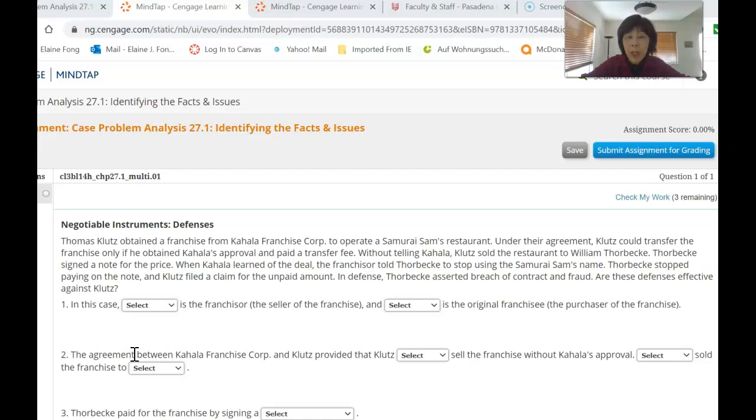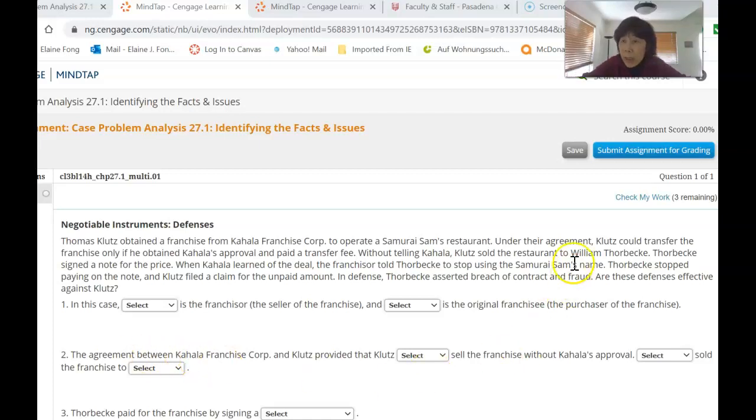Thomas Klutz obtained a franchise from Kahala Franchise Corporation to operate a Samurai Sam's restaurant. Under their agreement, Klutz could transfer the franchise only if he obtained Kahala's approval and paid a transfer fee. Without telling Kahala, Klutz sold the restaurant to William Thorbeck. Thorbeck signed a note for the price. When Kahala learned of the deal, the franchisor told Thorbeck to stop using the Samurai Sam's name. Thorbeck stopped paying on the note, and Klutz filed a claim for the unpaid amount. In defense, Thorbeck asserted breach of contract and fraud. Are these defenses effective against Klutz?